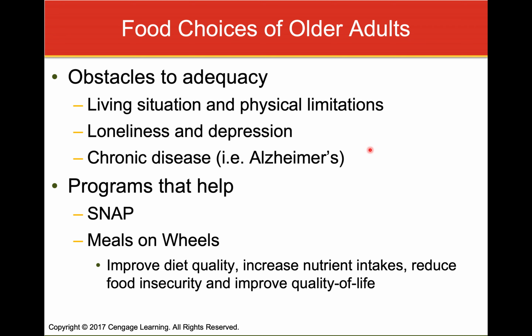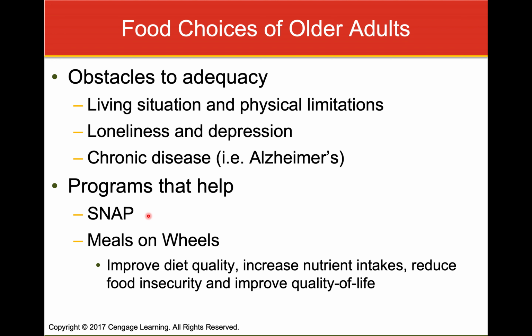And then older individuals are more likely to be facing chronic diseases and things like Alzheimer's disease, where there's altered mental status. This can, of course, impact the ability to shop and cook, but also is going to impact ability to self-feed and appetite.